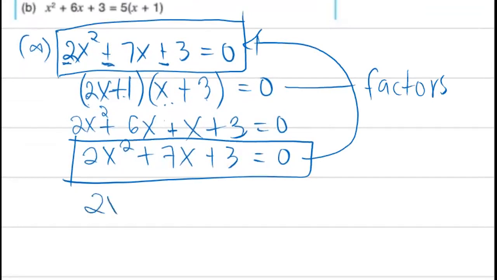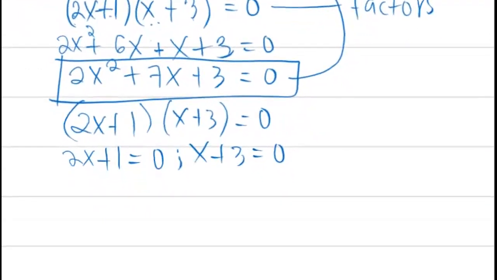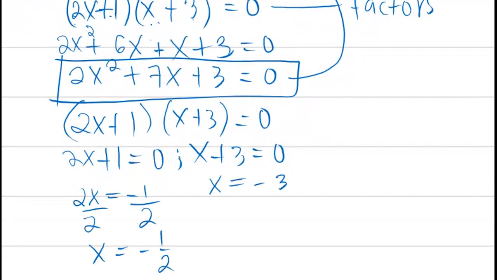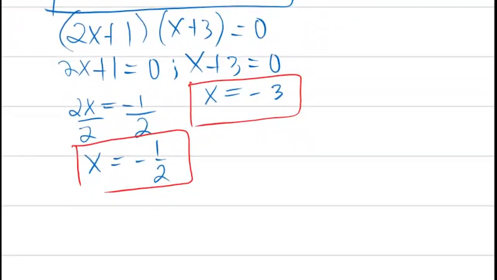So therefore, the factors are (2x plus 1) times (x plus 3) equals 0. So equate both to 0: 2x plus 1 equals 0 and x plus 3 equals 0. And then writing it in the form of roots, 2x is equal to -1. So x, divide both sides by 2, x is equal to -1/2. And in the second factor, x equals -3. So therefore the roots are x equals -1/2 and x equals -3. Okay, I hope that's clear.